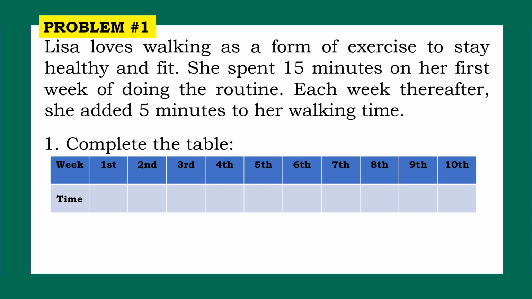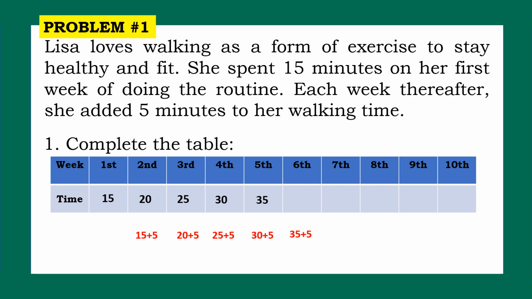So for the first week, Lisa spent 15 minutes of walking time. If Lisa added 5 minutes after each week, how much walking time will she have on the second week? That is obtained by 15 plus 5. So for the second week, she will spend 20 minutes. For the third, we have 20 plus 5, and that is 25. For the fourth, 25 plus 5, and that is 30. For the fifth, 30 plus 5, and that is 35.